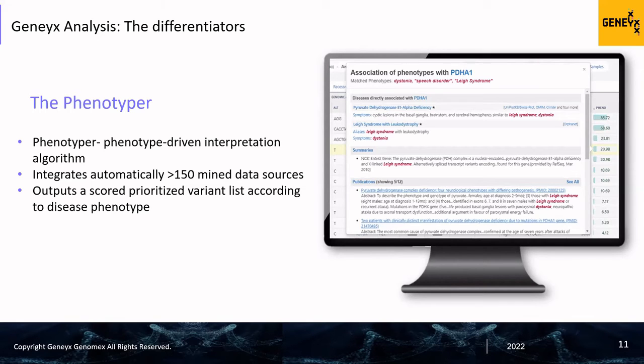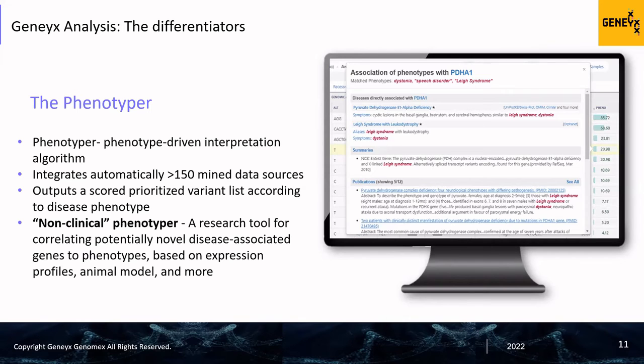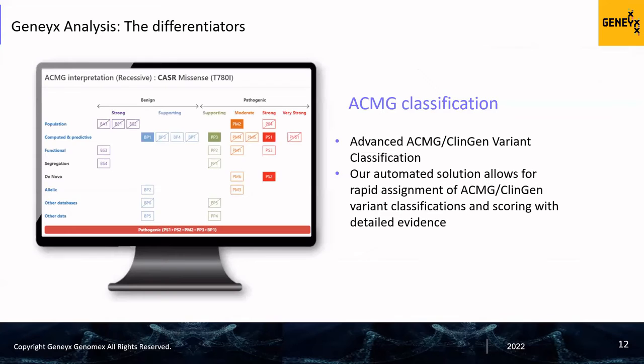From a clinical geneticist perspective, and what Hagar likely used for her CNV or her structural variant interpretation was the phenotype algorithm. So you can do a deep dive investigation, but you can also see a prioritized list according to that disease phenotype. We also integrate a non-clinical phenotyper. So if you want to incorporate additional information for novel diseases, we have incorporated this to include expression profiles, animal models, as well as other databases. So this is available to our users.